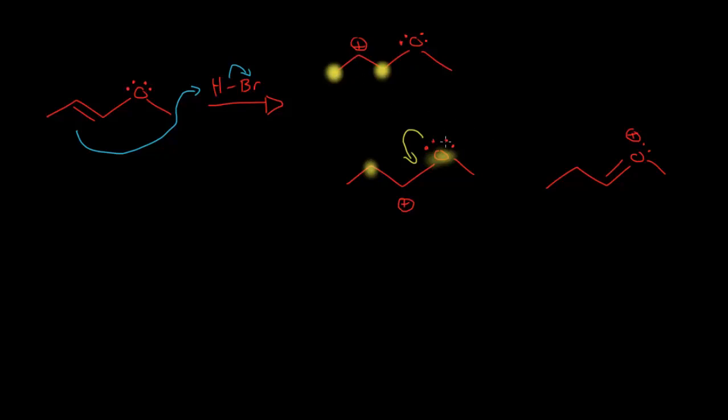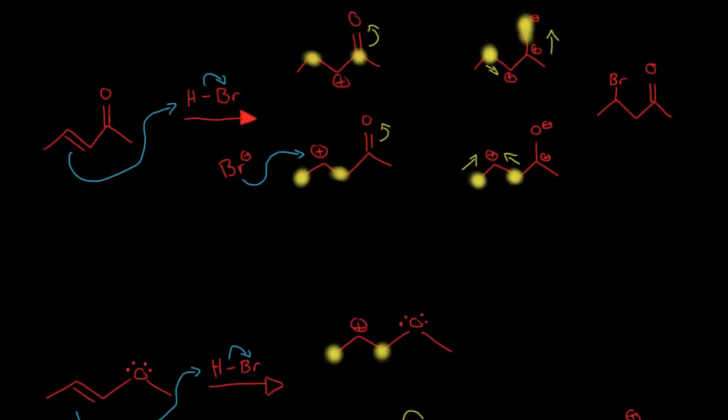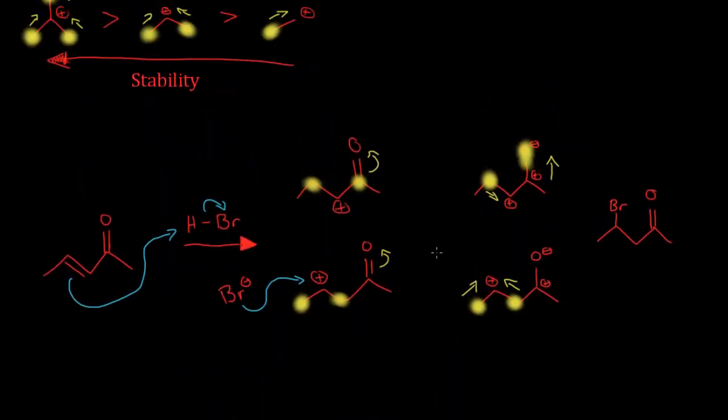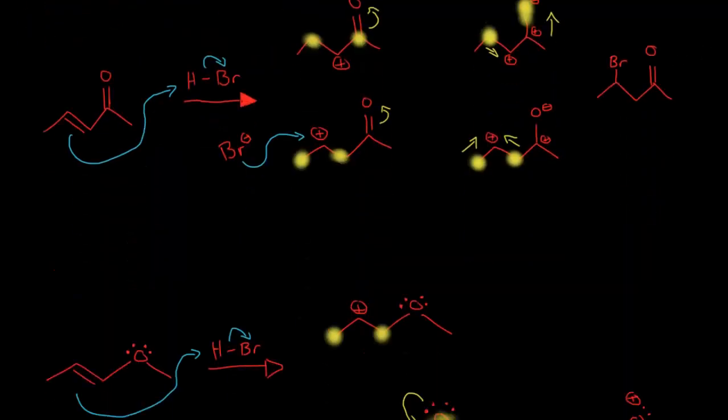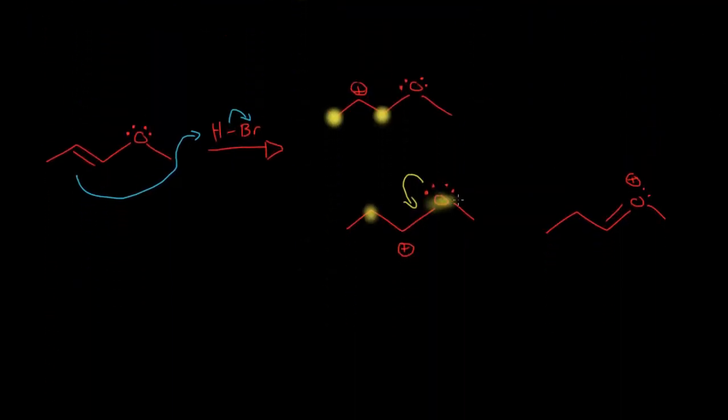And it kind of makes sense because in this case, this oxygen is an electron donating group, whereas in our previous example, this oxygen over here was an electron withdrawing group. So what's happening over here is that because this oxygen is an electron donating group, it is stabilizing the carbocation more so than if it was just a simple carbon.